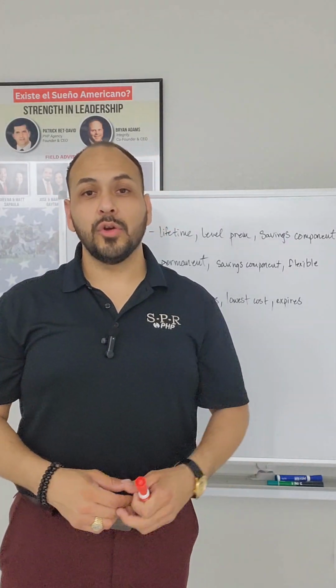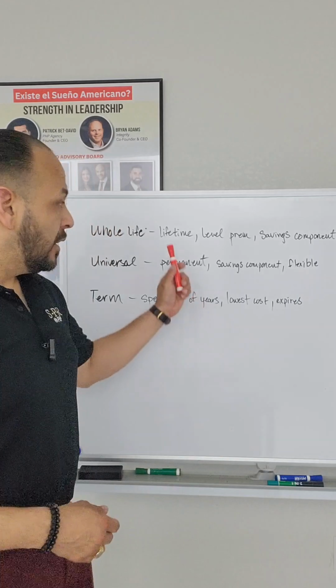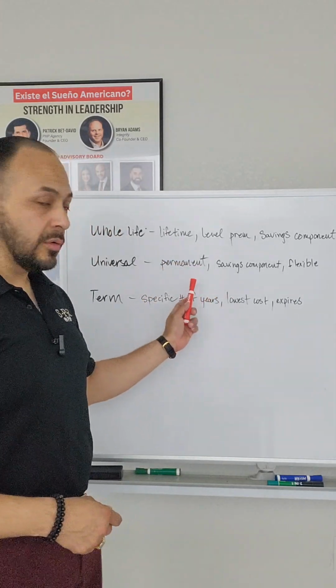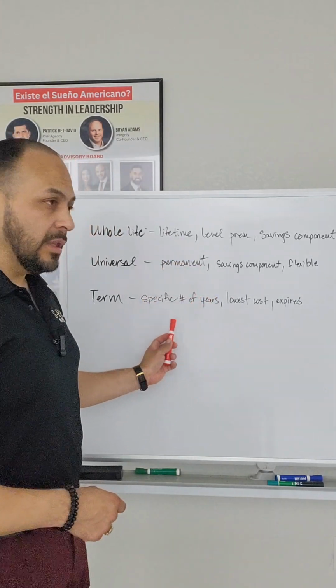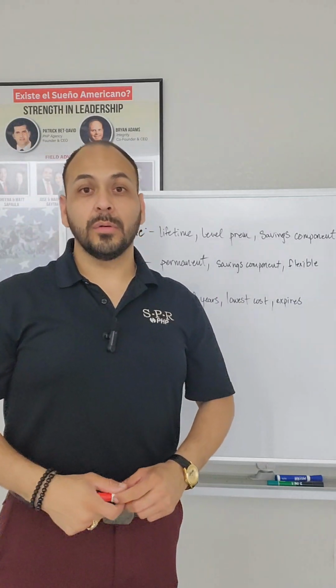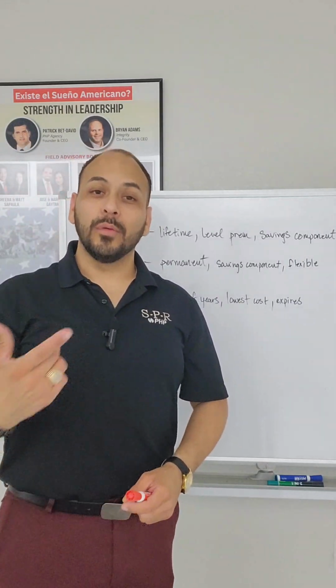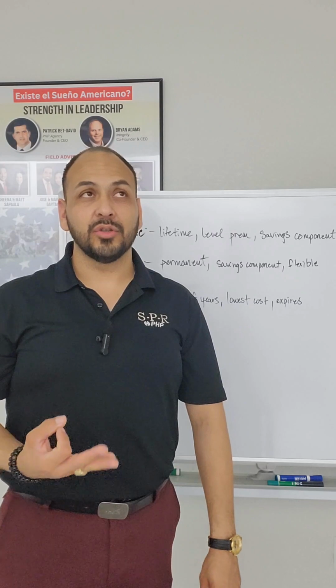But in the next video, I'm going to break down the types of policies for whole life. Then there's going to be another one that goes down for universal, and then the one that's going to break down all these term policies. And then we're going to go over the interest and all that, the interest crediting strategies.